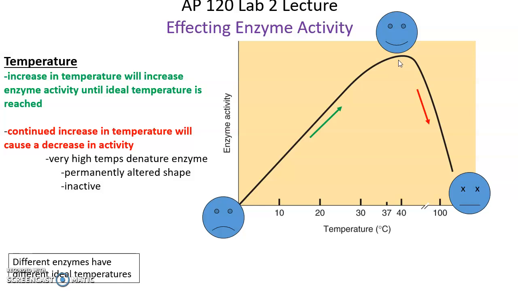And then if you continue to increase the temperature, the enzyme loses activity until eventually you boil the enzyme, destroying the enzyme, and there is no function. So again, increasing temperature will increase activity until you get to the ideal temperature, and then further increasing temperature will decrease activity until you denature or destroy the enzyme.